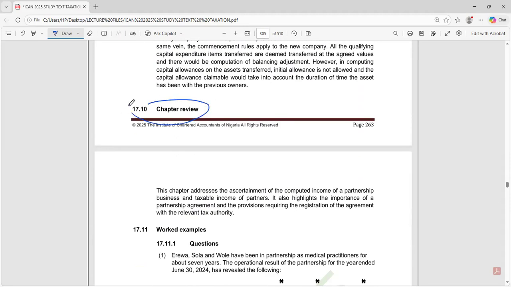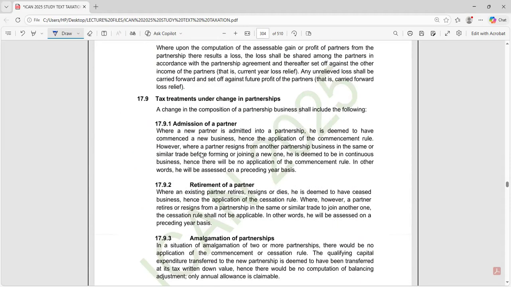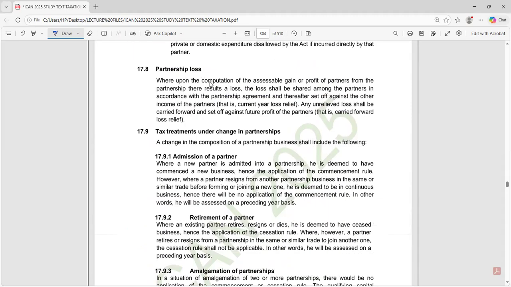That's where we are stopping. So let's look at partnership loss. Where, upon the computation of the assessable gain or profit of partners from the partnership, there results a loss, the loss shall be shared among the partners in accordance with the partnership agreement and thereafter set off against other income of the partners, that is current year loss relief. Any unrelieved loss shall be carried forward and set off against future profit of the partners, that is carry forward loss relief. So you see that loss relief applies here too.